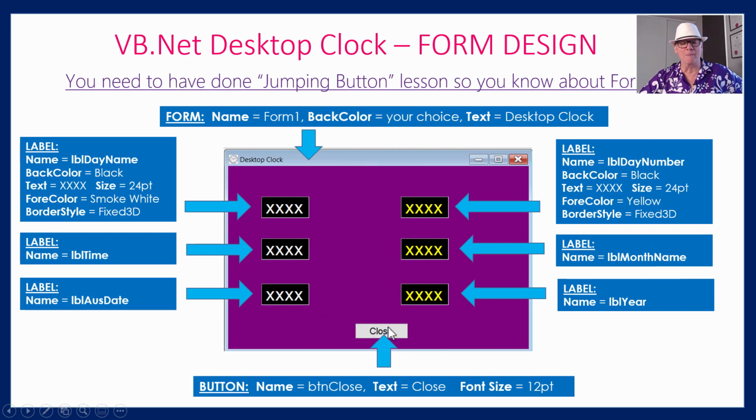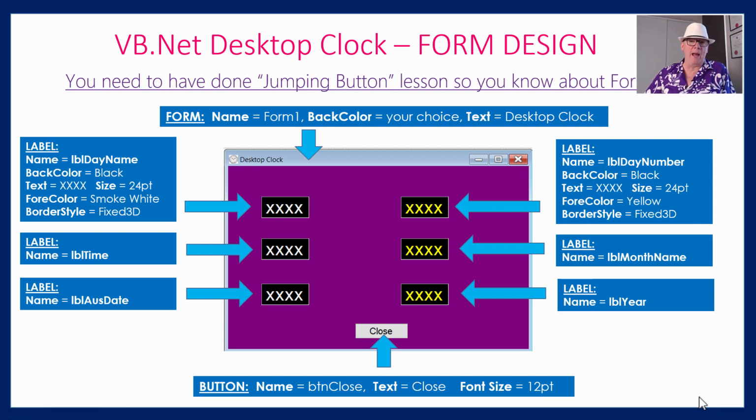And down the bottom, we've got the button, and that needs an exact name as well. Make sure in the name property you set that to BTN in little letters, close, and the text needs to say close to get that text writing on the button, and the font size we're using there is 12. Okay, so that is the whole form setup. So pause the video and get your form set up like that.